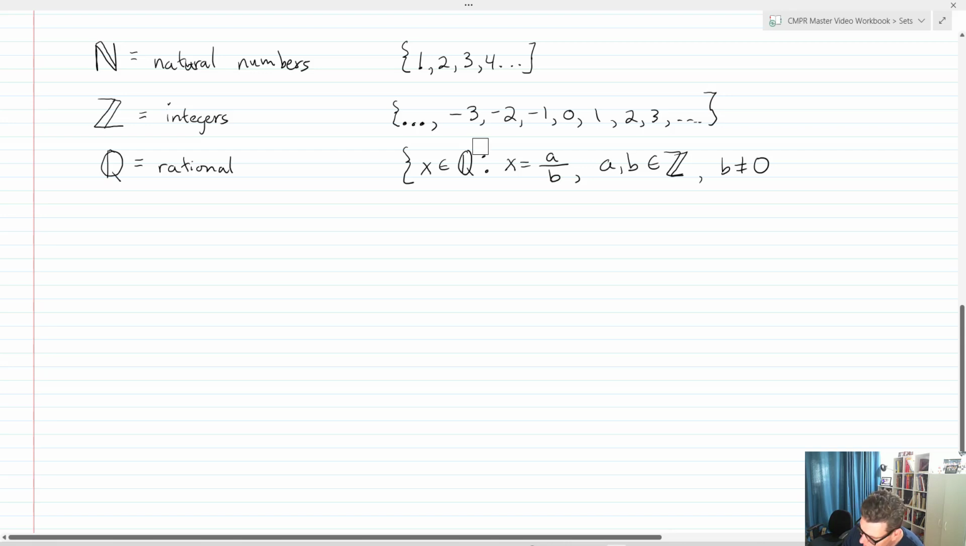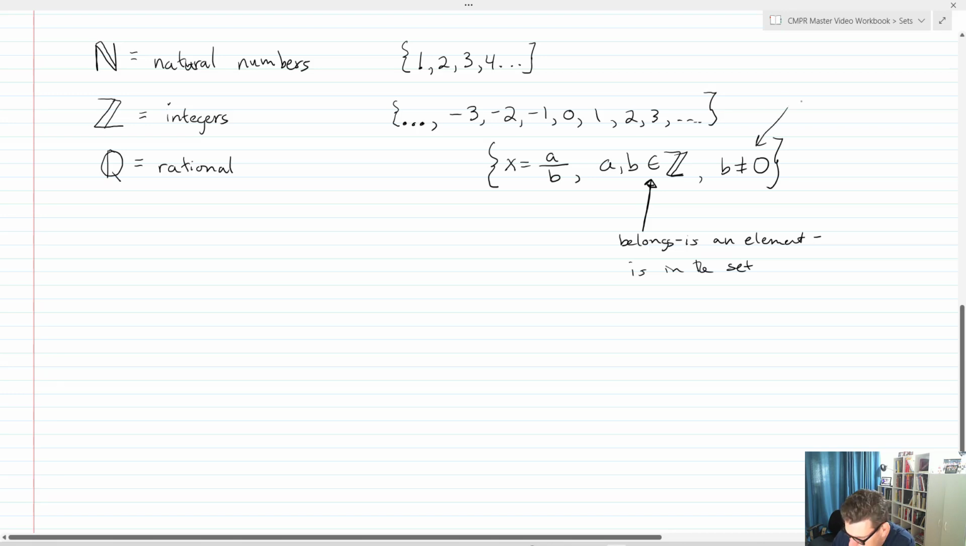In fact, in this case, we can probably get rid of the x belongs to Q. That's kind of redundant. We can just write it this way, and then I'll close my parentheses. What we're going to see here is a couple of things. One, this symbol right here means belongs to, is an element of, so is in the set. We're going to see that showing up for sets. And this other symbol, just in case you forgot, means not equal to.